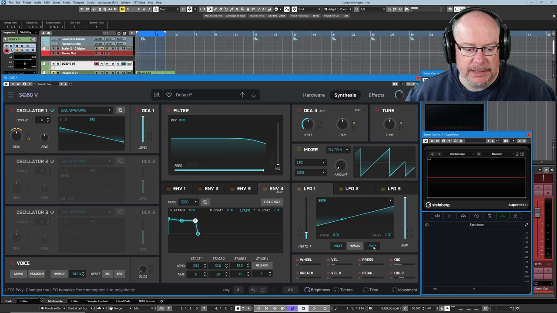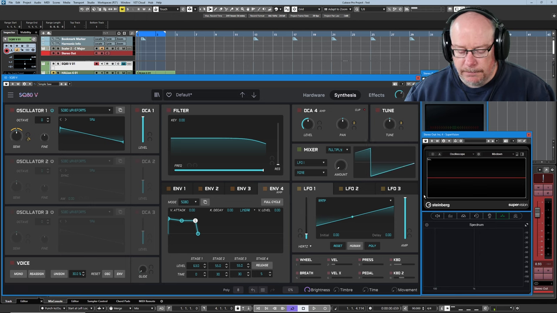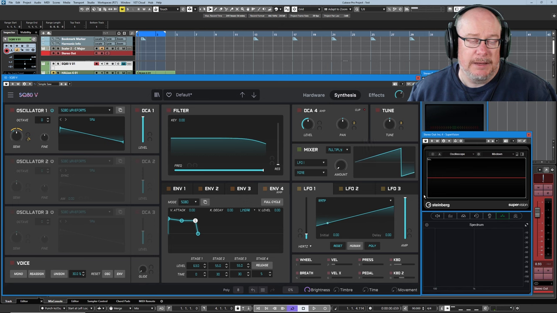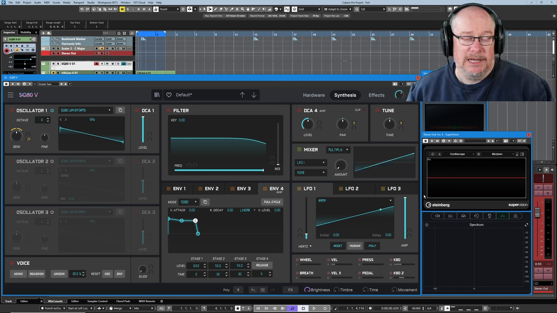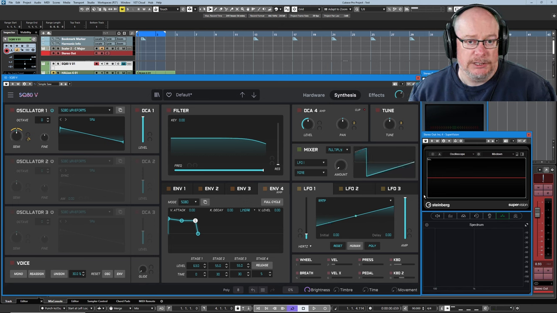Poly is a complete headbender. The best way to demonstrate this is to turn the rate of the LFO down really slow. So here we're currently set in Hertz mode, which means that it's in complete cycles. I'm going to get it going really slowly. And by engaging poly, it means every voice on the synthesizer has its own low frequency oscillator trigger.